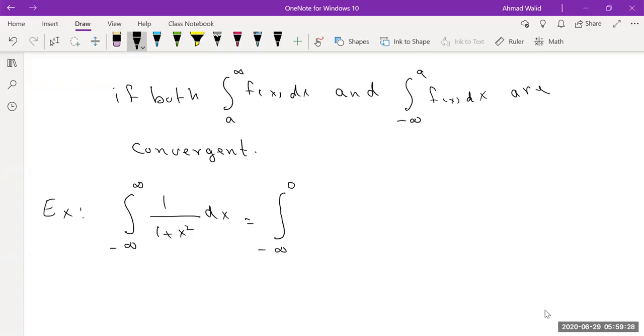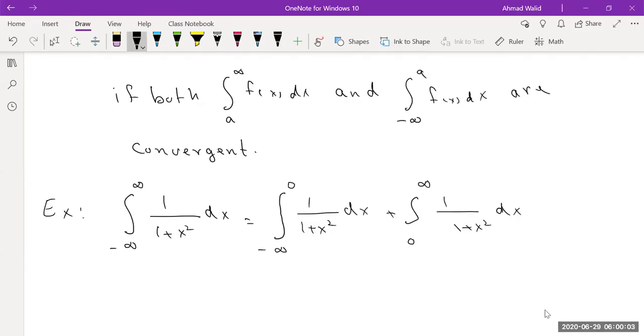But I want to make sure that if I plug in this limit in the denominator, it doesn't change the denominator to 0. If I plug in 0, it doesn't change to 0, then 0 is the best number. Then I will rewrite my integral from negative infinity to 0, 1 over 1 plus x squared dx, plus the integral from 0 to infinity, 1 over 1 plus x squared dx.